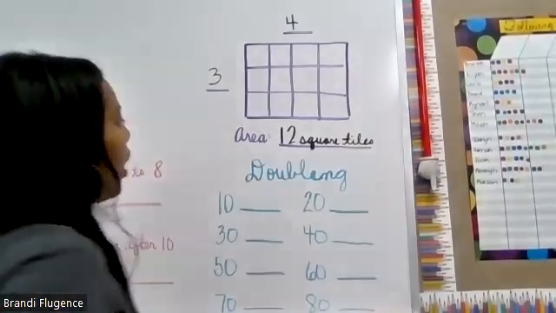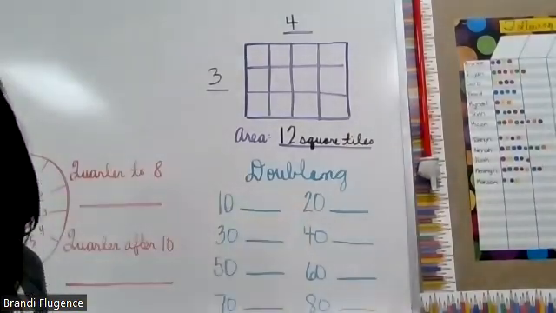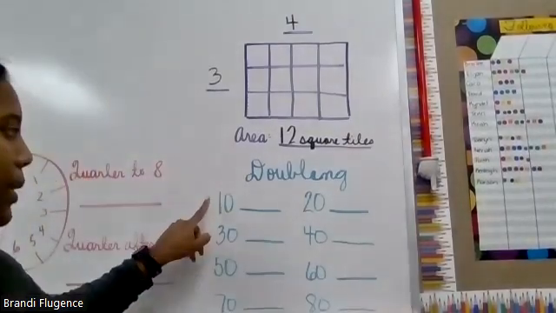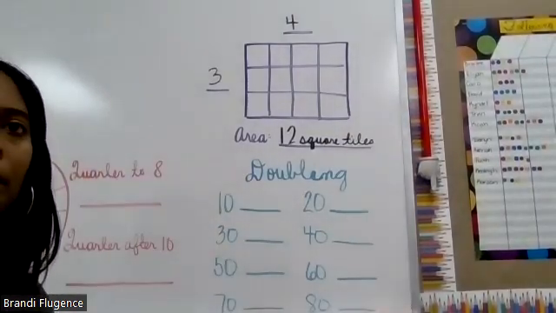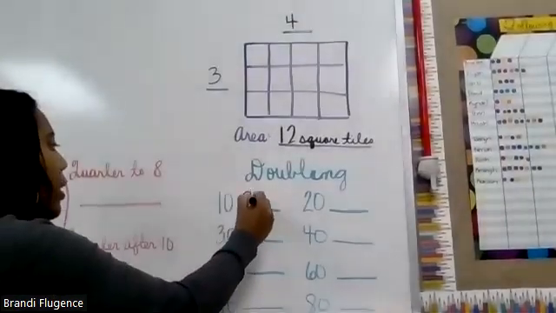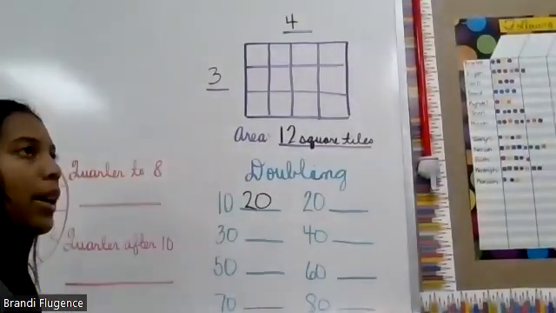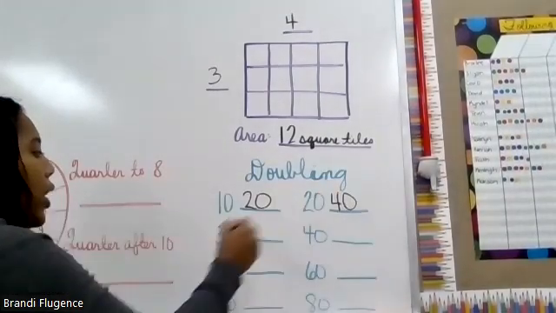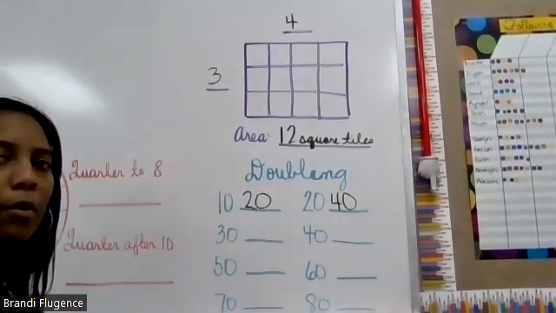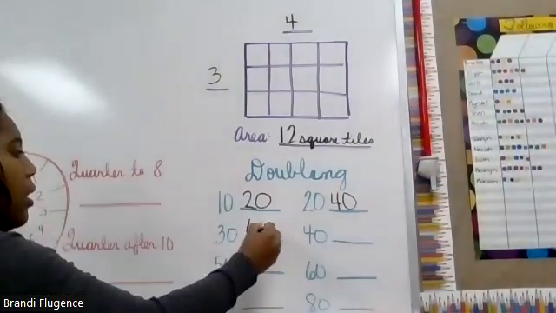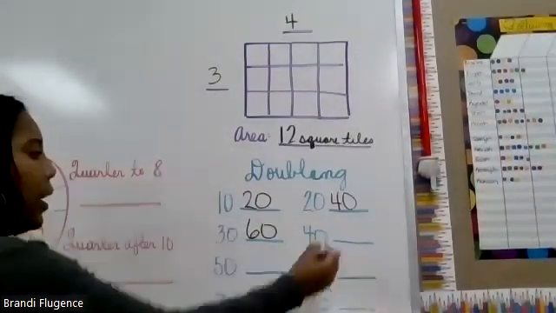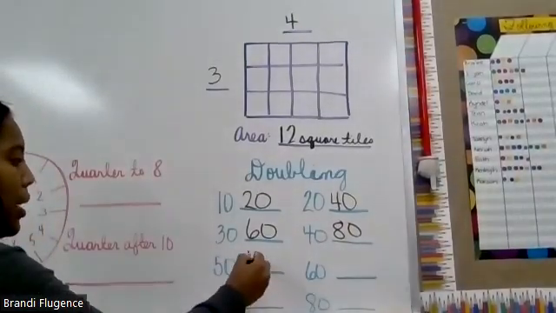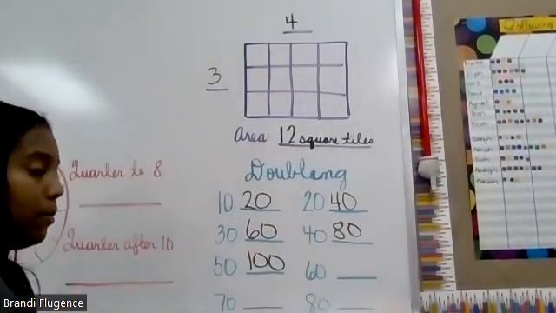All right, we're going to talk about doubling a number. Whenever you double a number, it's like adding that number twice. So if I double 10, what number would I get? 20. 10 plus 10 is 20. If I double 20, what would I get? 40. If I double 30? 60. If I double 40? 80. If I double 50? 100.